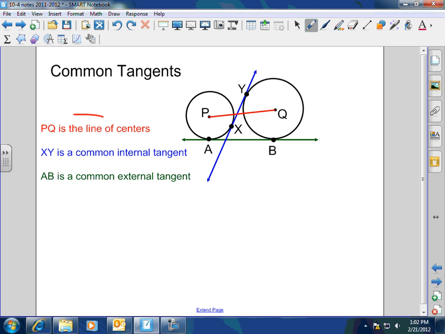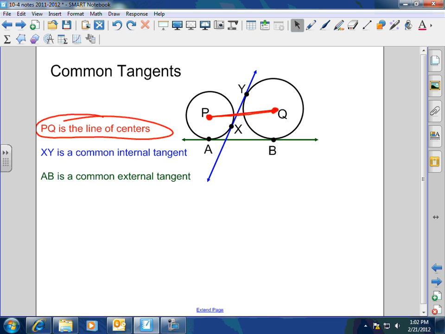First of all, PQ is the line of centers because I went from the center of circle P to the center of circle Q. That is just called a line of centers. That is not a secant, not a tangent, not a common tangent. It is simply a line of centers connecting one center to the next.